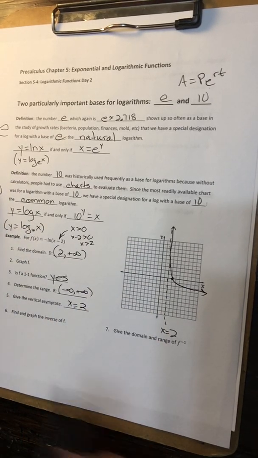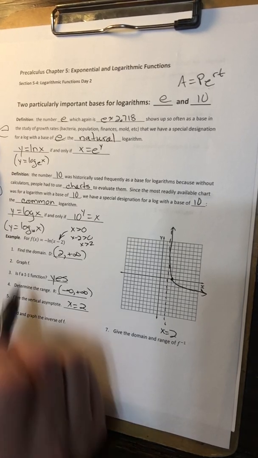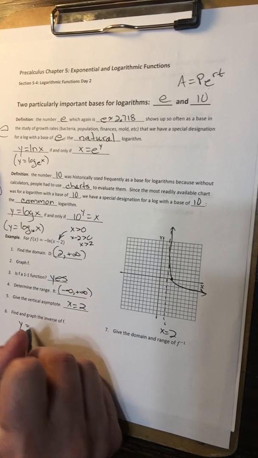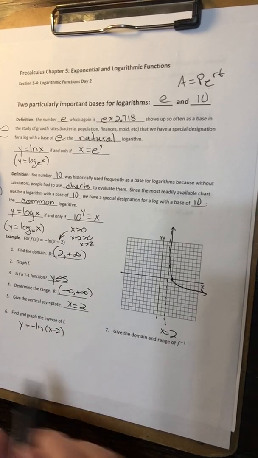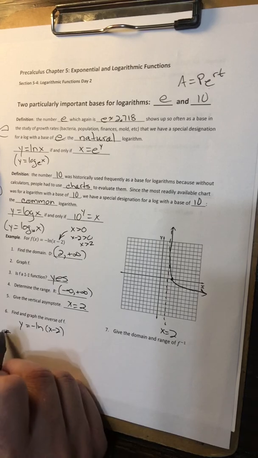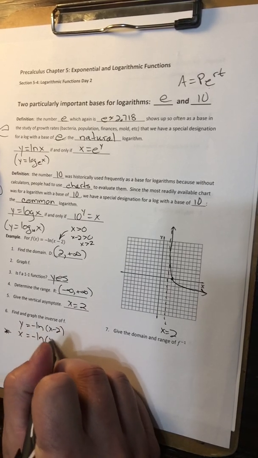And then here we go, just for fun, we're going to find and graph the inverse. Well, to find an inverse, you switch x and y. So here's what it is: y equals negative natural log of x minus 2. Here's the inverse. I'll put a little asterisk saying, hey, this is where I did my work. It's going to go x equals negative natural log of y minus 2.